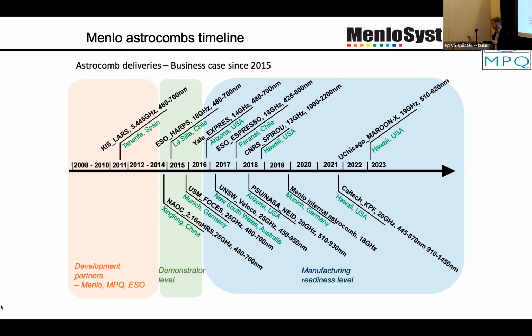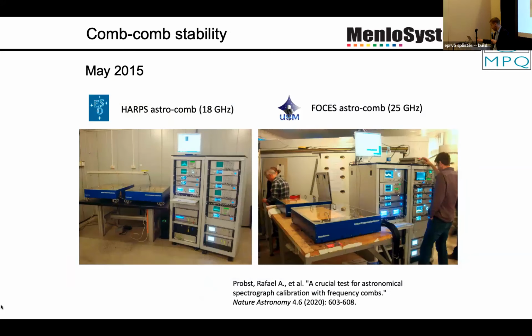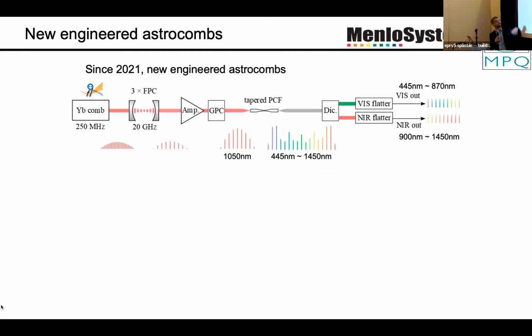The first two systems that we actually delivered were for HARPS and this one in Germany. These are what the original systems looked like. There were two big racks, two big boxes. A lot of those still carry over to today. In the general hardware, we've got our comb, we've got a cavity to increase the mode spacing, we've got amplifiers, we've got a tapered PCF to get us all the wavelengths that we want, and then we split this and we flatten the spectrums.